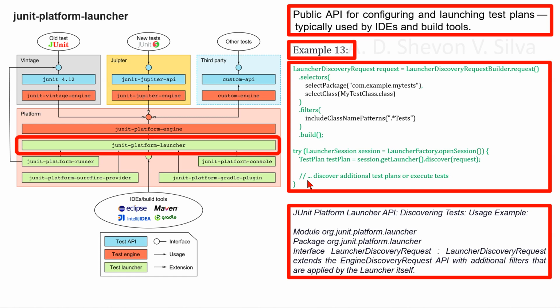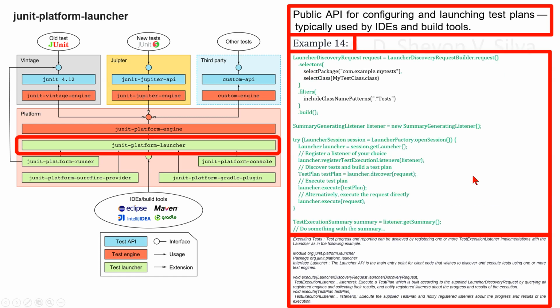Discover additional test plans or execute tests. Now we are considering executing tests. Test progress and reporting can be achieved by registering one or more test execution listeners. Implementation with the launcher, as in the following example.